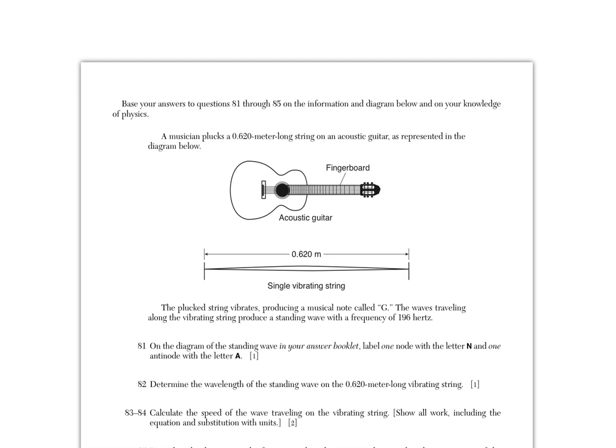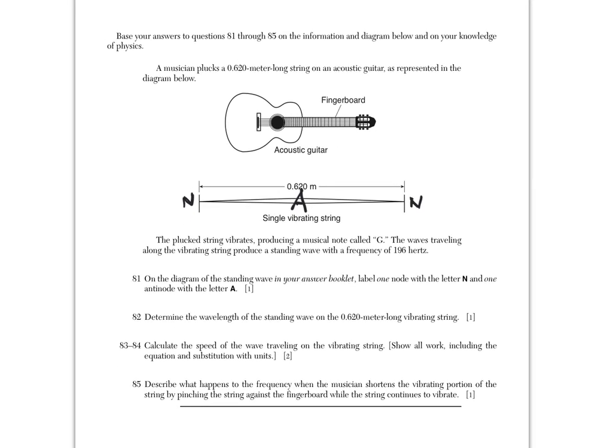81, identify the nodes and the antinodes. The nodes are always at the walls where we have no motion. So we have nodes right there, and then in between the nodes, we have ourselves the antinode, the point of maximum constructive interference where we get the most vibration. So that is 81. Then 82, what's the wavelength of that standing wave? It's actually going to be twice the length of the string, and I can show you why.